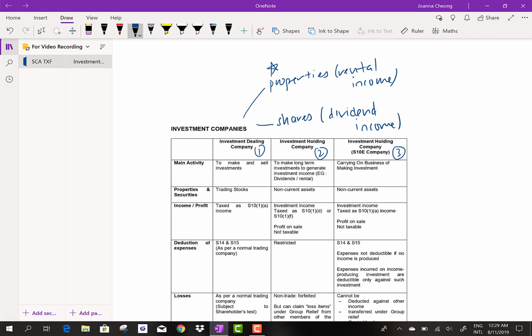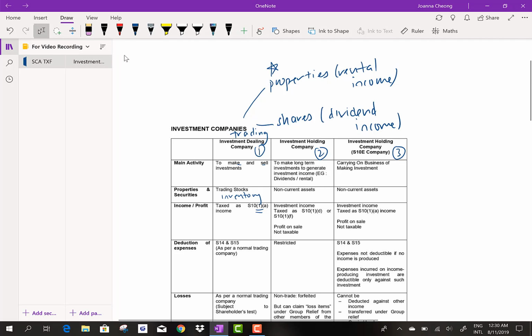All right, so if you are an investment dealing company, basically you make and sell investment, which means to say the investment is a property. So you actually make and sell your property, and your property is known as trading stock. Trading stock, in other words, refers to inventory. So if you buy and sell inventory, usually it will be subject to tax, and the income that you earn from selling and buying the inventory, which in this case is properties, will be taxed under 101A. Okay, so it's like a normal trading company.